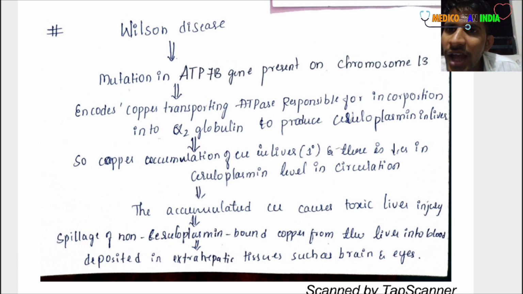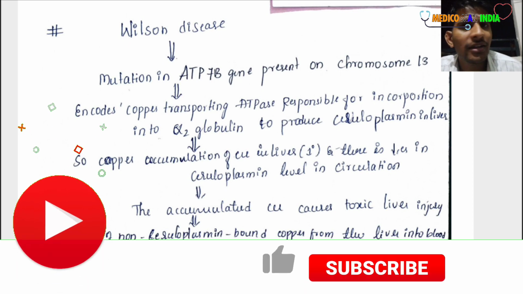So copper accumulates in the eye and liver, and there is a primary decrease in the ceruloplasmin level in the circulation. The accumulated copper causes toxic liver injury and spillage of non-ceruloplasmin-bound copper from the liver into the blood, deposited into extrahepatic tissues such as brain and eyes. Okay, so as the ATP7B gene is mutated, there is no ATPase enzyme and thus there is decrease in the ceruloplasmin level and increase in the copper content, and that copper is deposited into liver, brain and eye.